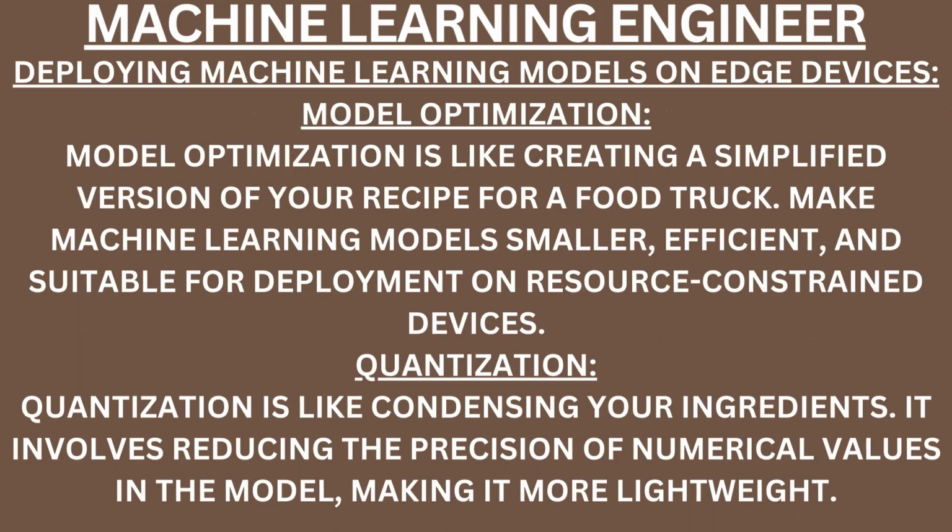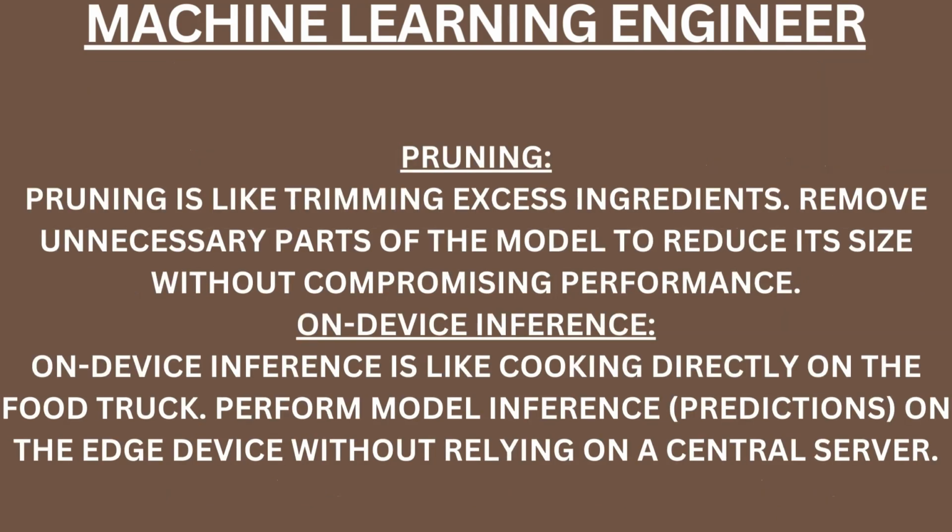Deploying machine learning models on edge devices. Model optimization. Model optimization is like creating a simplified version of your recipe for a food truck. Make machine learning models smaller, efficient, and suitable for deployment on resource-constrained devices. Quantization. Quantization is like condensing your ingredients. It involves reducing the precision of numeric values in the model, making it more lightweight. Pruning. Pruning is like trimming excess ingredients. Remove unnecessary parts of the model to reduce its size without compromising performance.